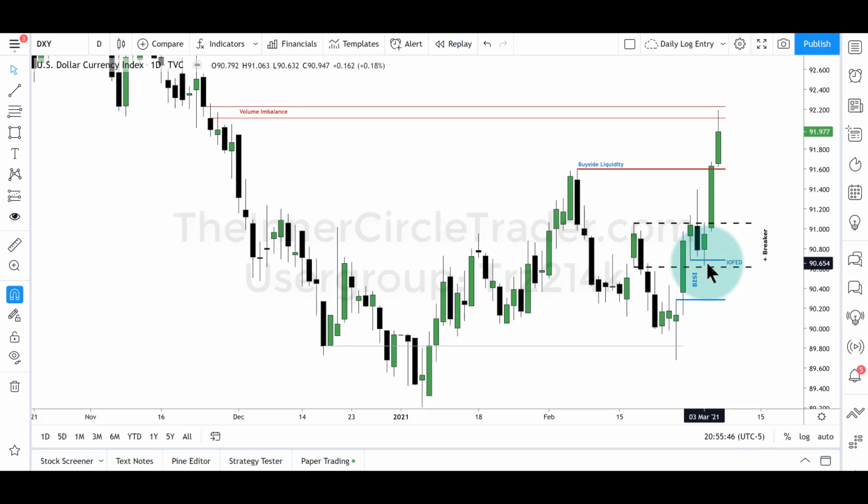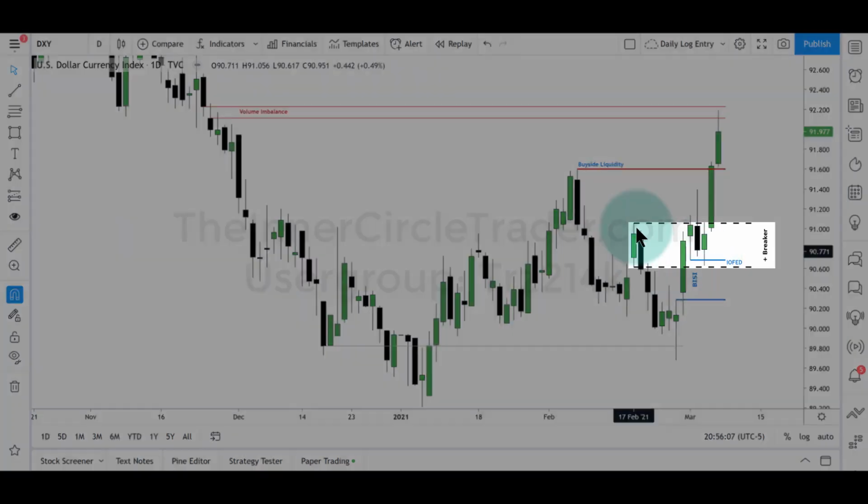I commented on it as a potential precursor to all of this and attacking the buy side liquidity here and the buy side liquidity here. Buy side imbalance, sell side inefficiency, it traded into that here, but all of this decline with the institutional order flow entry drill was also a bullish breaker.